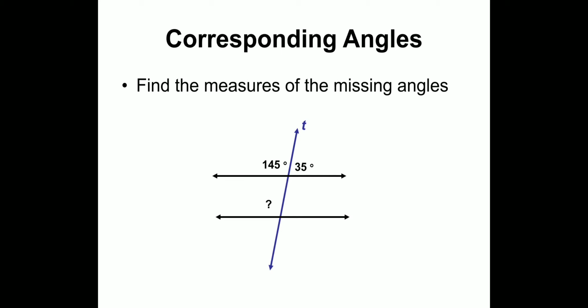Now one question for you: find the measure of the missing angle. How will you find the corresponding angle? As I told you, top left is equal to 145 degrees, and top left 2 is also the same, congruent to each other. So here also what will come? 145. So it is easy.